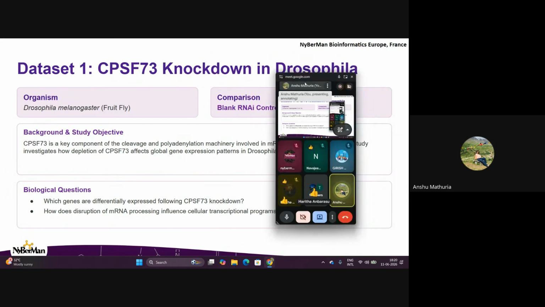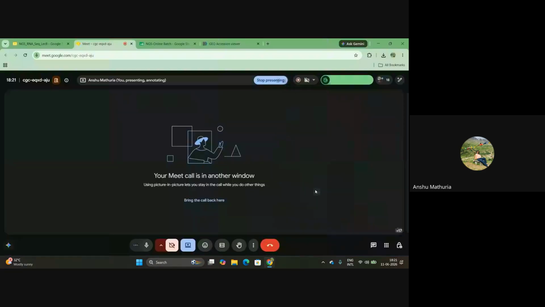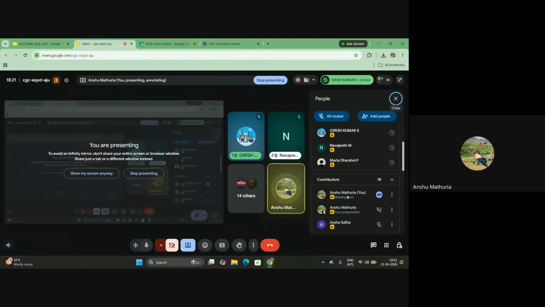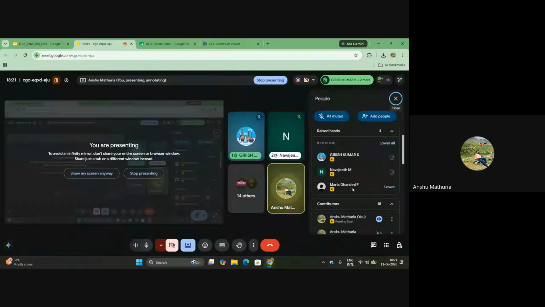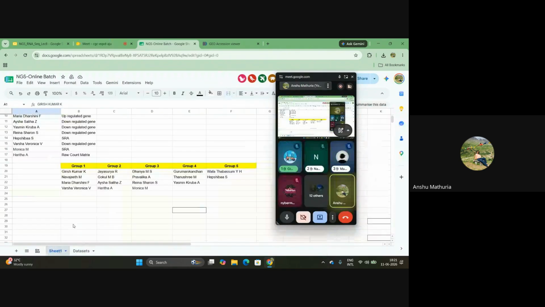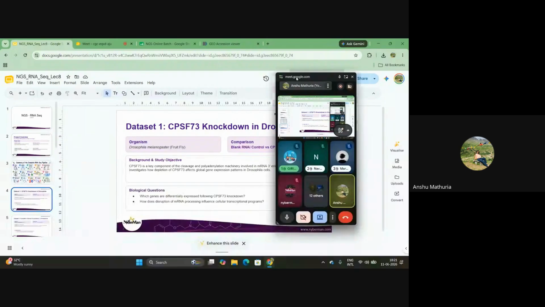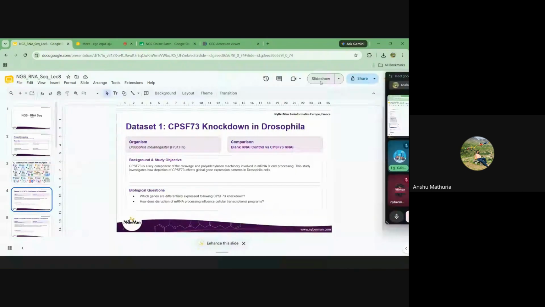Who has gotten data set 1, can you please raise your hands? How many people are present from group 1? Okay, 2 people are present, right? Okay, 3 people are present, Maria, Navjeet and Girish. Okay, Varsha is not there today. Yeah, okay. Now you can put your hands down.